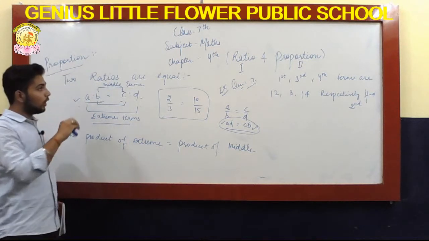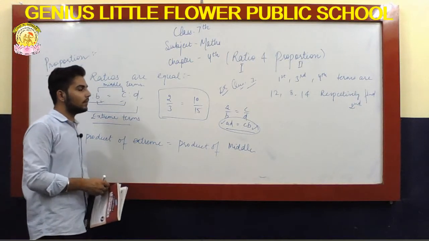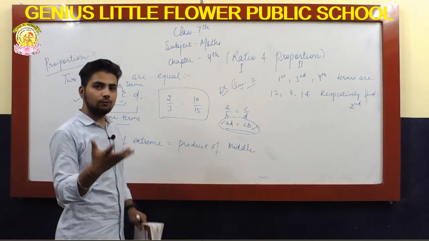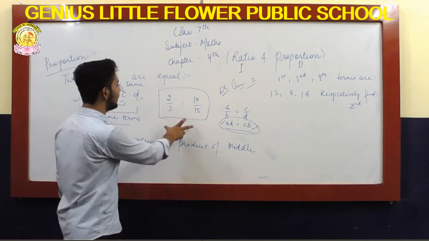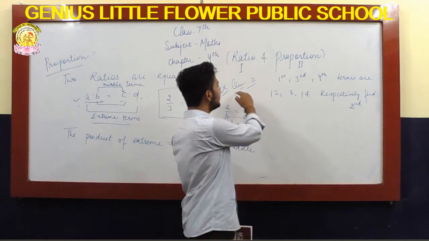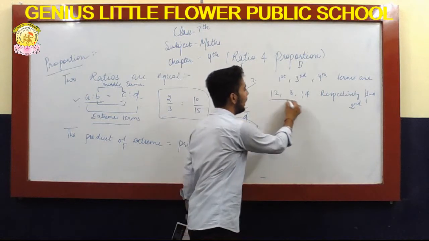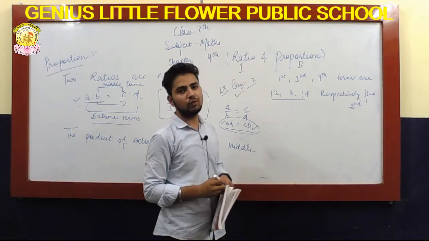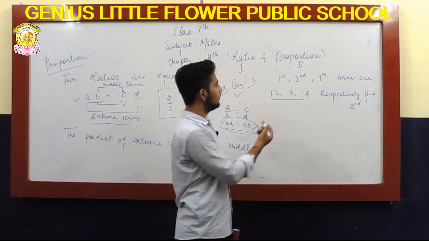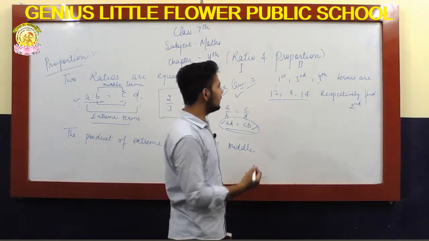Now we are going to solve an example. The type of examples that come in this chapter is like this: you are provided with 3 terms and you have to find the 4th one, and you can do it by the cross multiplication method. The question given to you is: the first, third and fourth terms are 12, 8 and 14 respectively, and you have to find the second term. As you know, the second is a middle term and the third is a middle term. The first and fourth are the extreme terms.